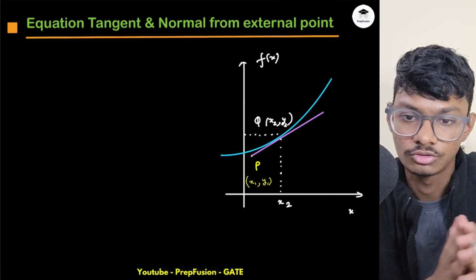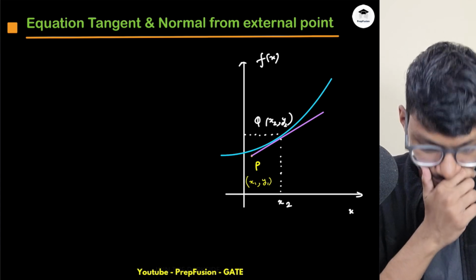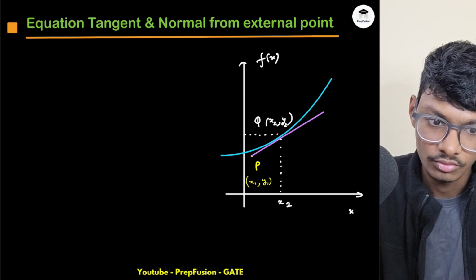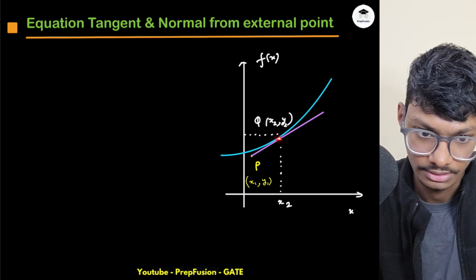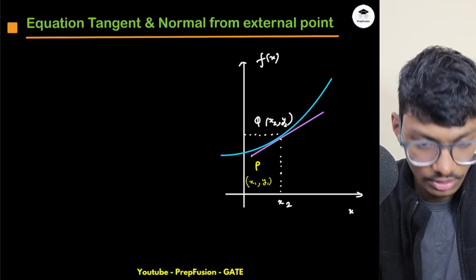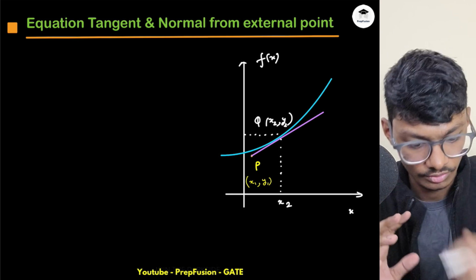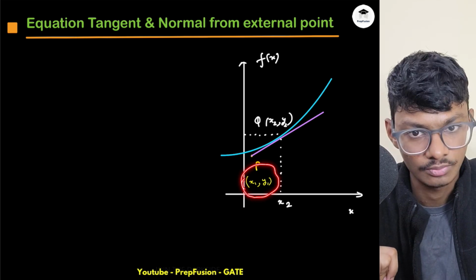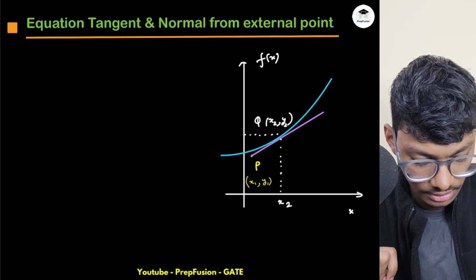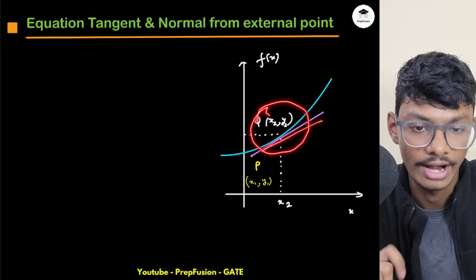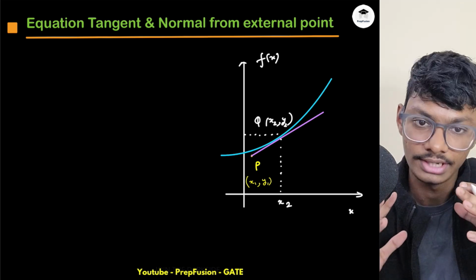Let's come to the next topic, that is the equation of tangent and normal from an external point. So up until now we have been finding the tangent from a point on the curve, right? Now they will give us some external point, and with the help of that external point we will find the equation of tangent, and the tangent should touch this curve at x2 y2. What do I mean by this? Let's understand this in brief.